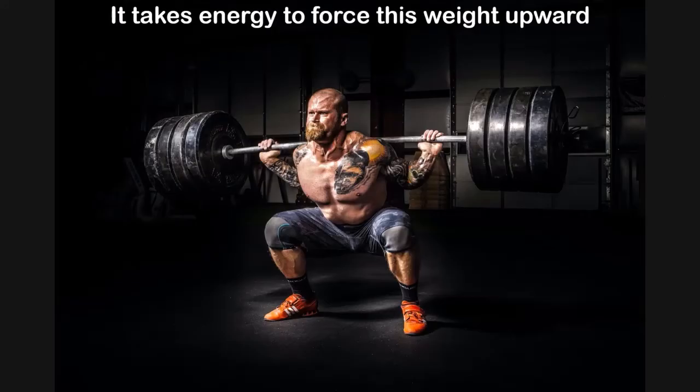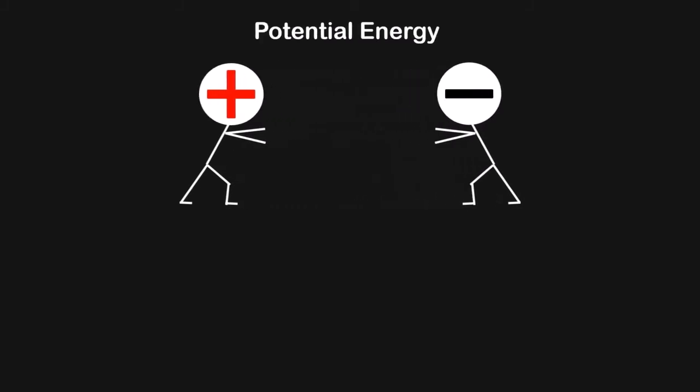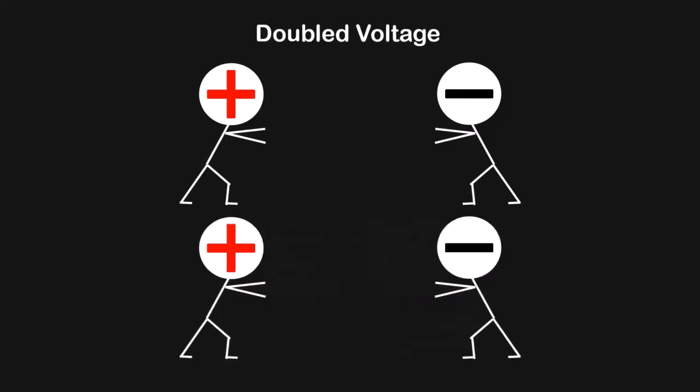In the same way it takes energy for this dude to force his weight upward, it takes energy to force joined magnets or opposite charges apart. In summary, we know that when the opposite charges are together, they have no potential energy. And when they're separated, they have potential energy. Another name for that potential energy is electrostatic potential. We have created an electromotive force. The most common terminology is to say that we have created a voltage. And when we double a charge, we've doubled the voltage.